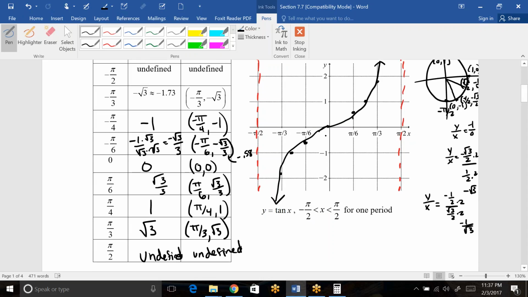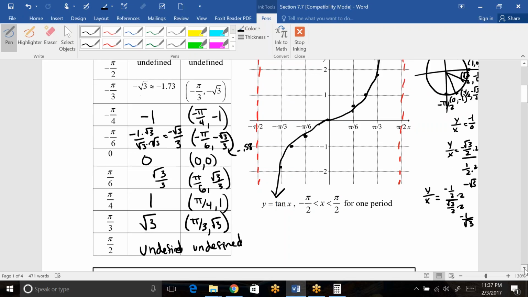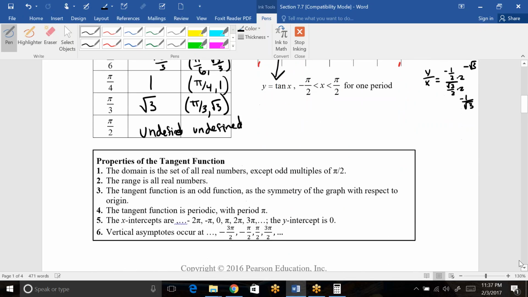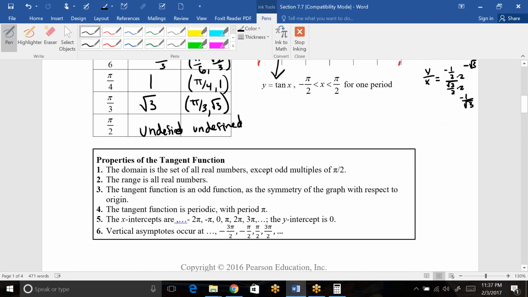Now what that means is that the domain is restricted. You can't plug in any x you want because you have these asymptotes that keep popping up every pi length. But the range is all real numbers. This goes down forever, this goes up forever. Every single y value gets used in this graph. So this is summarized down here. The domain is the set of all real numbers except odd multiples of pi over 2. That's every time you add pi to pi over 2 or subtract pi, you get another asymptote. The range is all the real numbers.